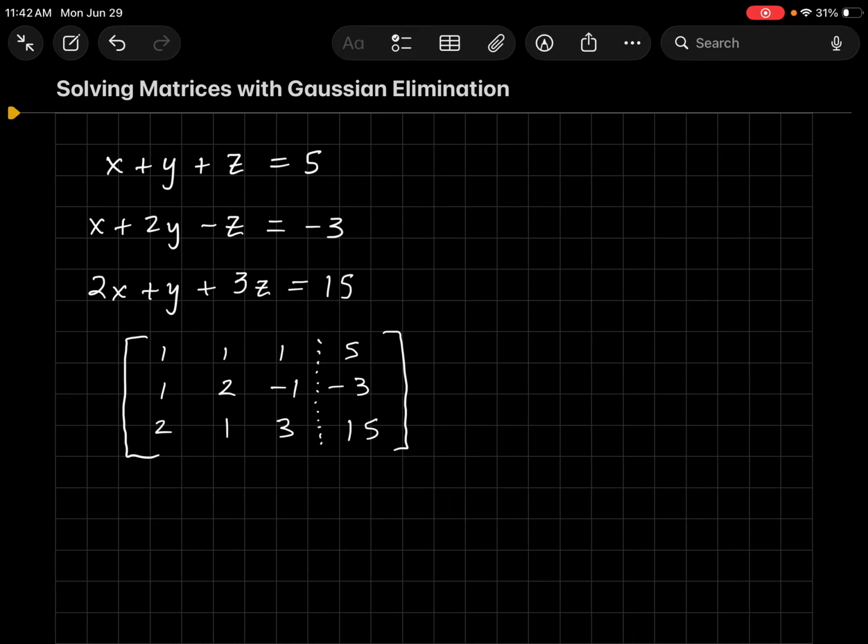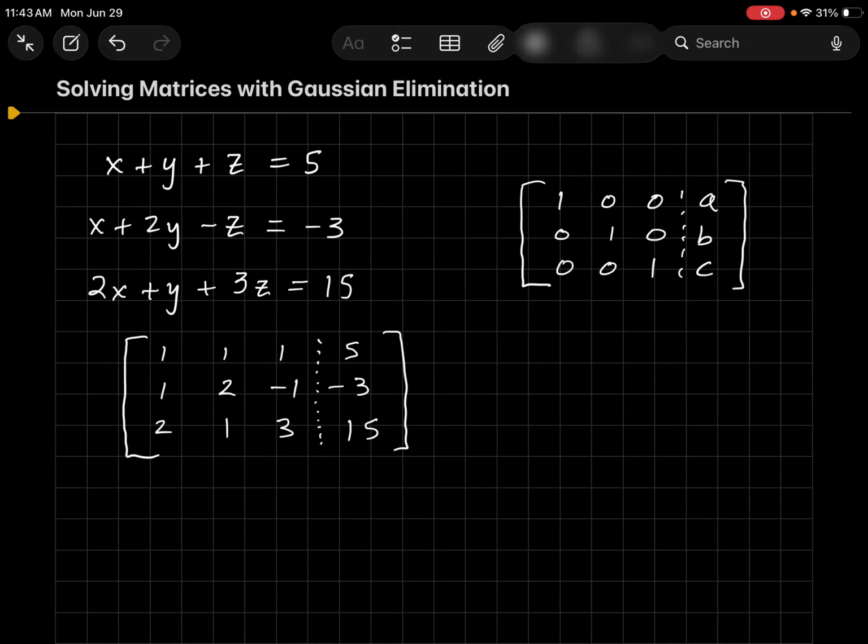Now, we have one of two goals. Either reduce this matrix down to the following form, and if I do this, I know what x equals, what y equals, what z equals. In practice, when I'm doing this by hand and not using a matrix calculator, I rarely go all the way down. It's just extra work.